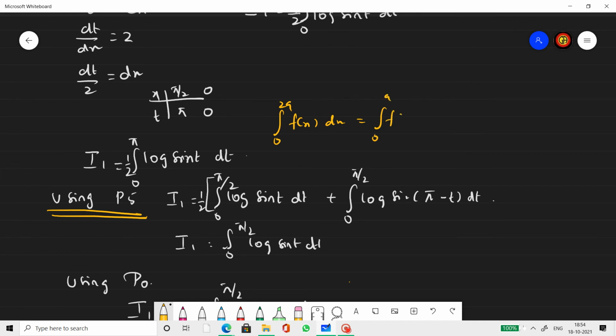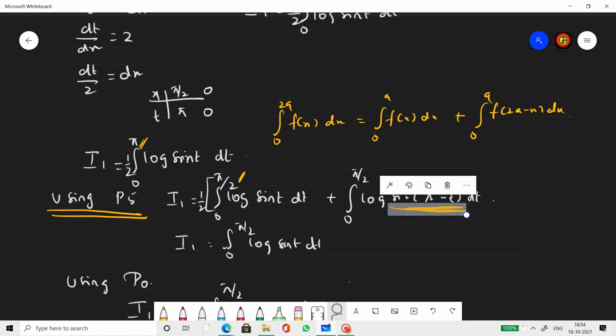integral 0 to 2a f of x dx equals integral 0 to a f of x dx plus integral 0 to a f of 2a minus x dx. So using that, pi will become pi by 2, and log sine pi minus t. Now, sine 180 minus theta is cos theta. Sorry, sine 180 minus theta is sine theta. So we get log sine t. We already have a log sine t here. So these two together will form 2 log sine t. The 2 will cancel the half over here. Therefore, I1 will be integral 0 to pi by 2 of log sine t dt.